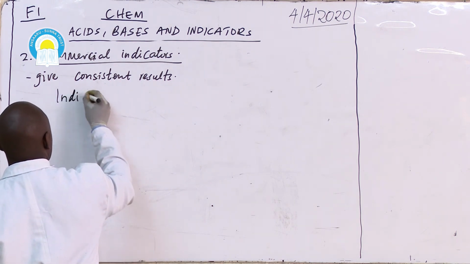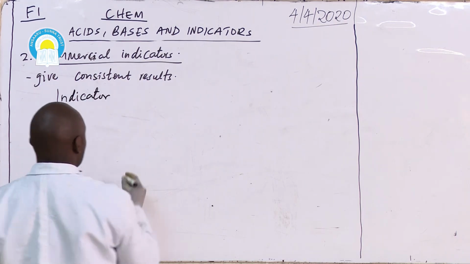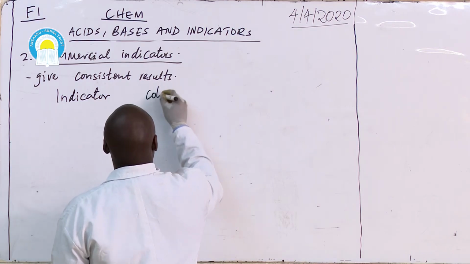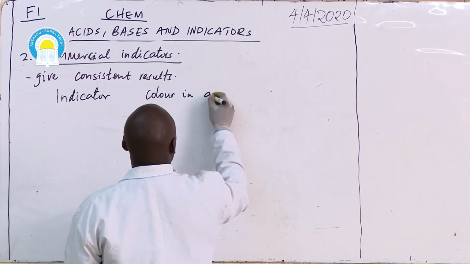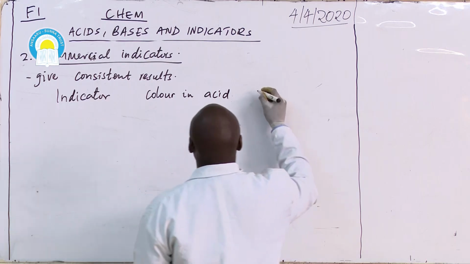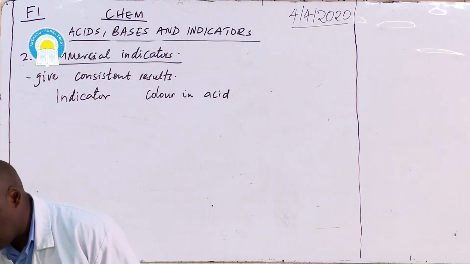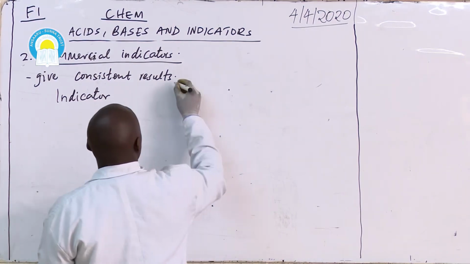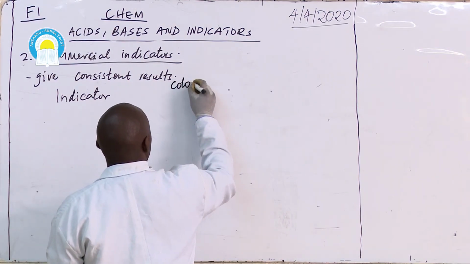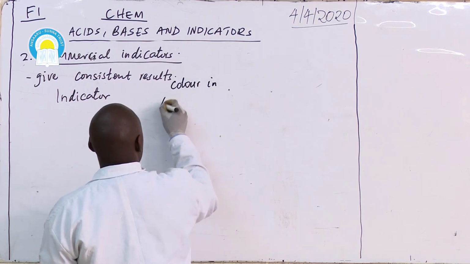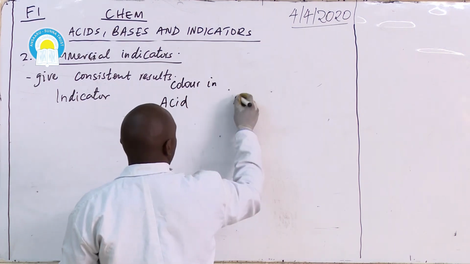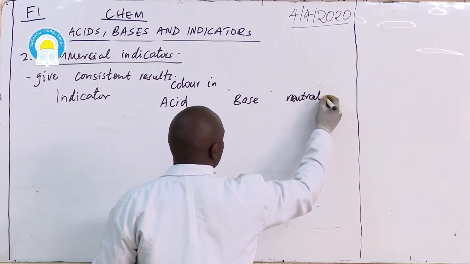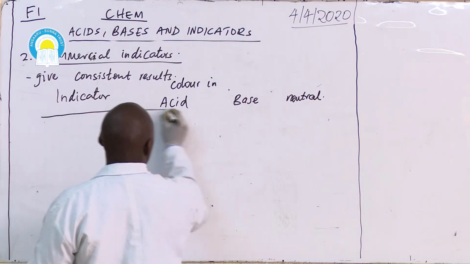So we are going to discuss that by using a table. I'll write the name of the indicator here. Then we have color in acid. Then we have color in base. So let me put a heading here, color in. So I start here, acid, base, and then we have some substances which are neither acidic nor basic.